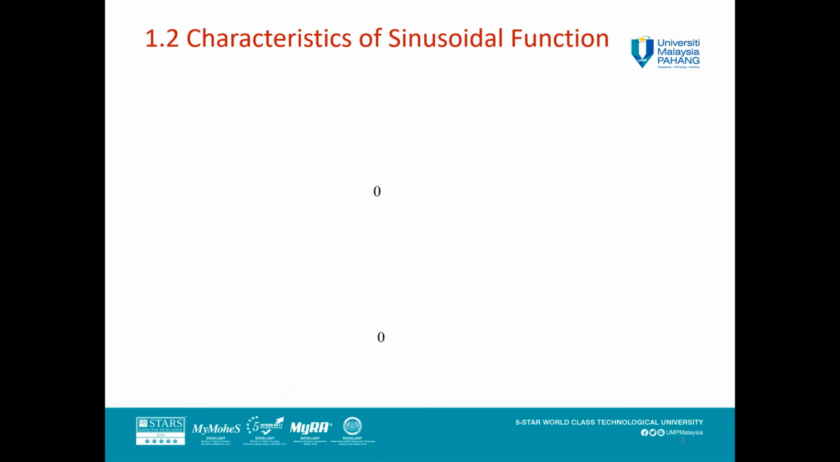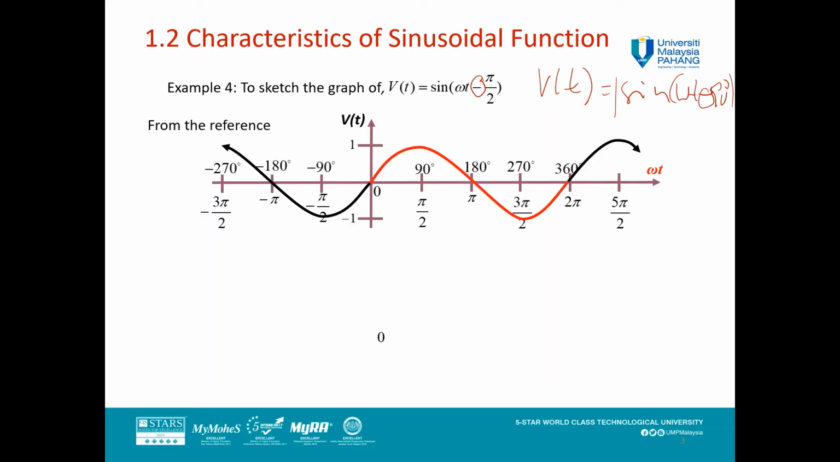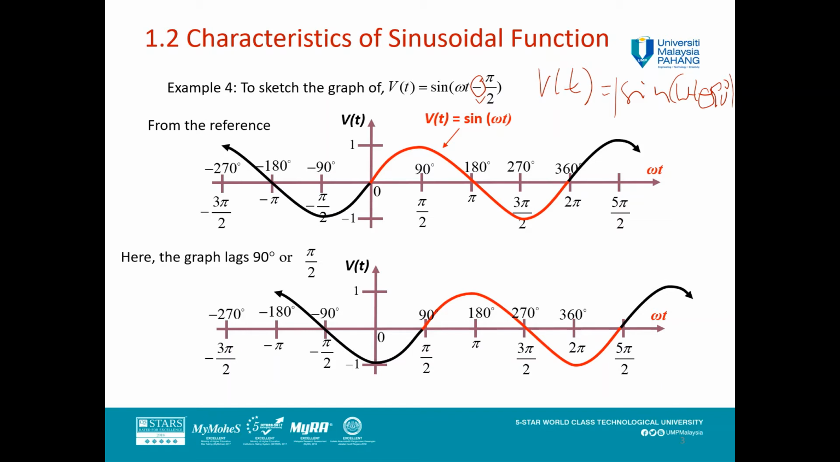Next, how about lagging? It is the same, only now it is minus. The equation is v(t) equals sin omega t minus 90 degrees. Minus means it is lagging. From your reference, we know the shape is like this. When the graph lags, we know it is because of the minus. It lags 90 degrees or pi over 2, 180 over 2 gives 90 degrees as well. So when you draw the graph, it shifts to this side, lagging by 90 degrees, with the starting point moving from 0 to here.